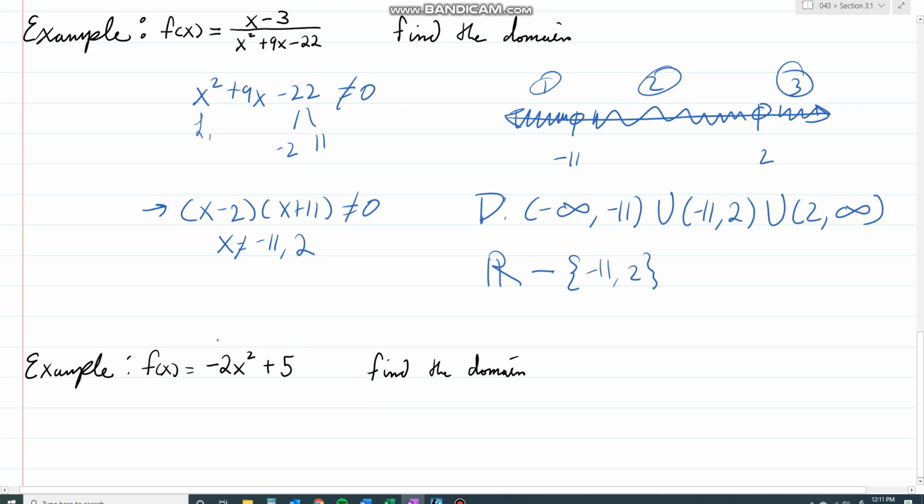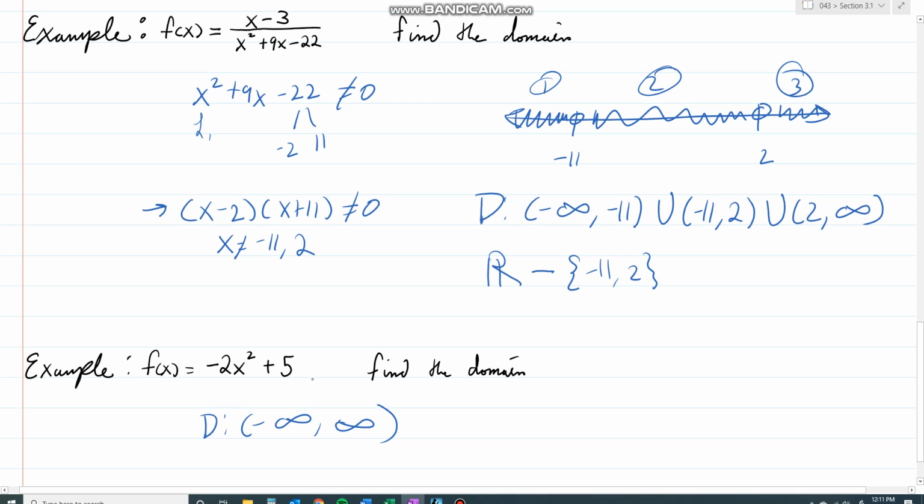All right, for my last example here, what is the domain of f of x equals negative 2x squared plus 5? So, is there a fraction here? No, there's no fraction. Is there a square root? No, there's no square root. So there's no restriction to this. And that's what we saw in the previous video with that parabola. There was no restriction whatsoever. So it's from negative infinity to infinity. That's the domain.